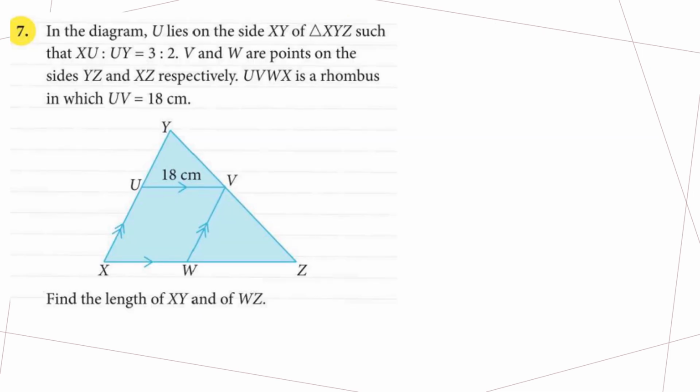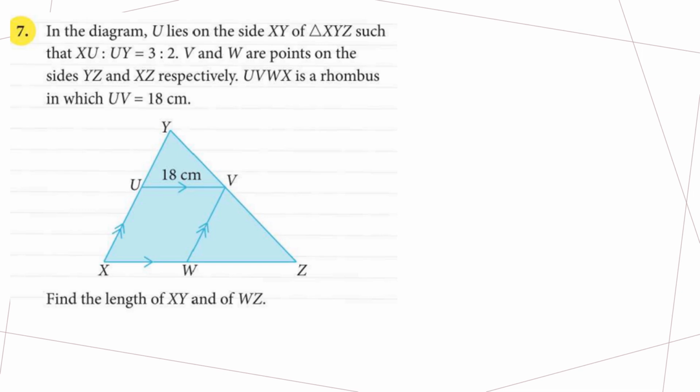Okay, let's look at question 7. Question 7 is not difficult at all. The only difficult thing is that you must understand the property of a rhombus. That's very important. If you do not remember the property of a rhombus, then you can't really solve these questions. A rhombus has four sides all equal to one another, and the diagonals bisect each other at 90 degrees.